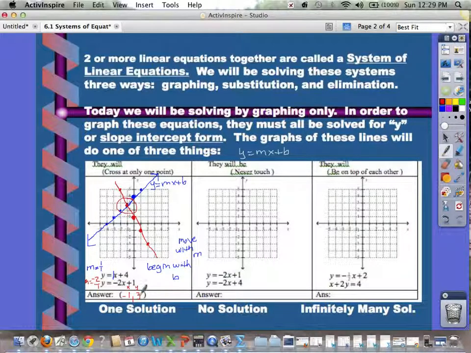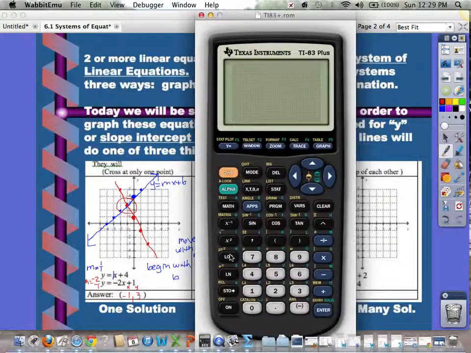So when we're doing these problems, you're going to have to make sure they're solved for y. You're going to have to graph both lines correctly, and you're going to need to find the intersection. So there's a lot of parts to each one of these problems, but they're very easy to do. And you can check your answers with your calculator. So I'll pull that up for you.